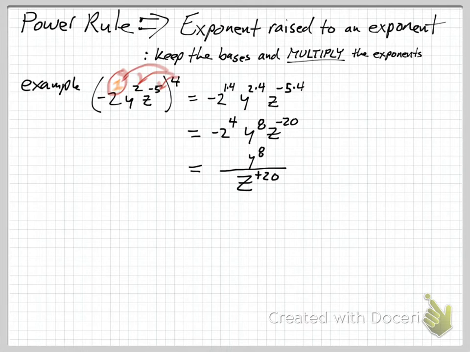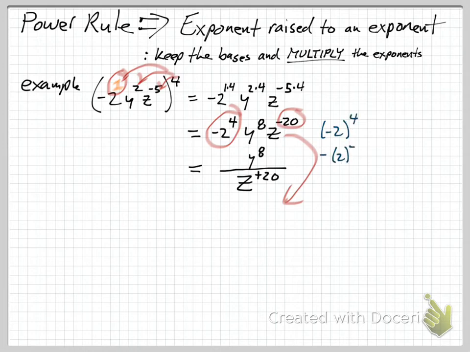Now I've got to use my other rules. See this negative exponent? You've got to take care of that by sending it to the denominator. Y to the 8. Okay, now what about this guy right here? Yes, he's got to be taken care of also.